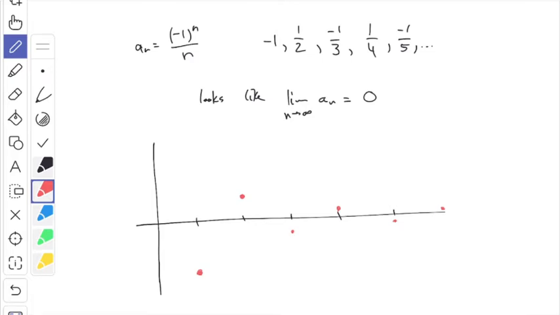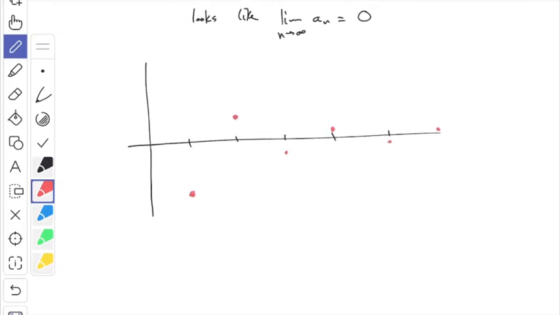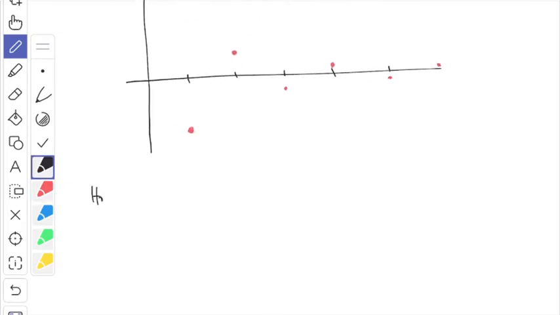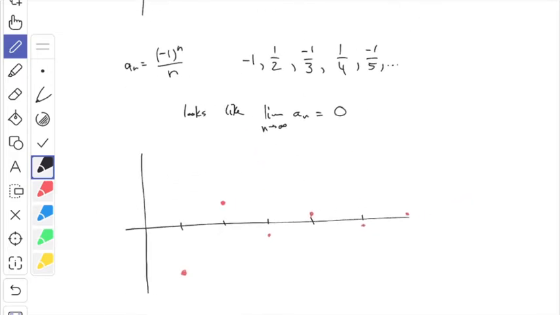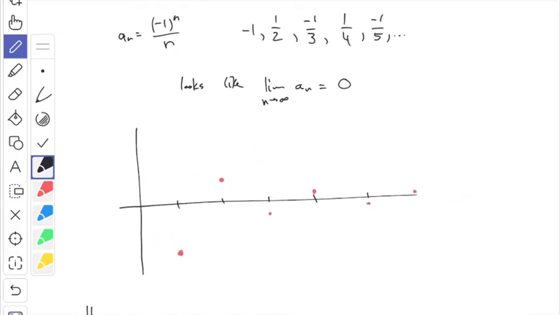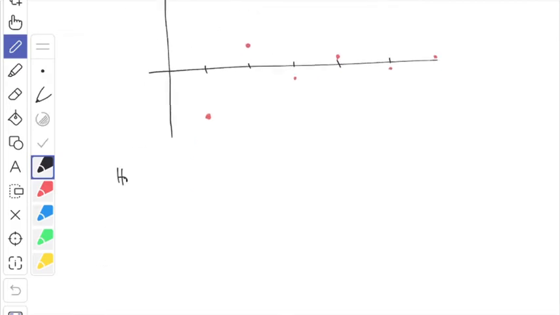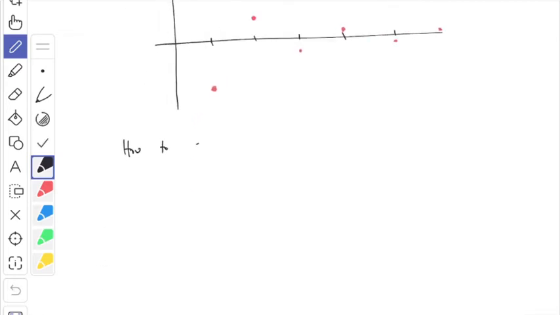Now, how could you actually demonstrate that? How can we show that this equals 0? I would like to somehow be able to do this by looking at the formula and doing some kind of algebra tricks. This one's a little trickier than the other. So how to show that the limit as n goes to infinity of (-1)^n over n equals 0? The tricks that we used before about dividing through by a power of n don't really work in this case.